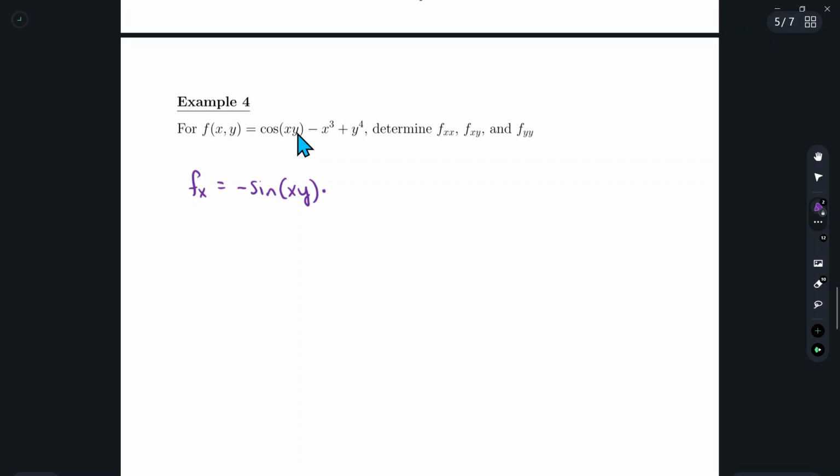So the derivative is the coefficient, which is y. Okay, so here we're differentiating with respect to x. So this is just minus 3x squared. And then here I'm treating y as a constant. So this whole thing is just a constant, and the derivative of a constant is equal to 0. Okay, so this is what I get for the first partial with respect to x.